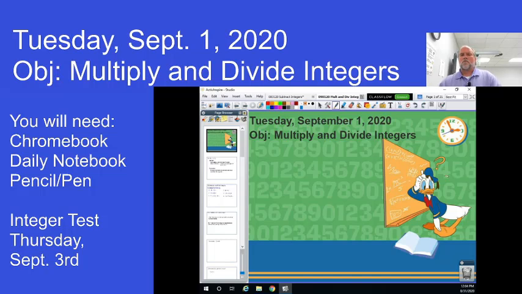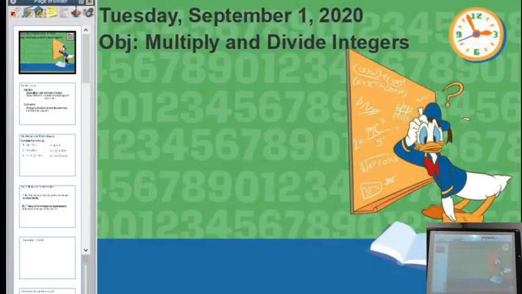So you're going to need your Chromebook, your daily notebook, your pencil and your pen for notes. And we need to also remember that we are going to have a test on Thursday over all of the integer concepts as well as the number systems. Okay, you will have a couple questions on that. Okay, so let me switch to the big board and then I will proceed with the lesson.